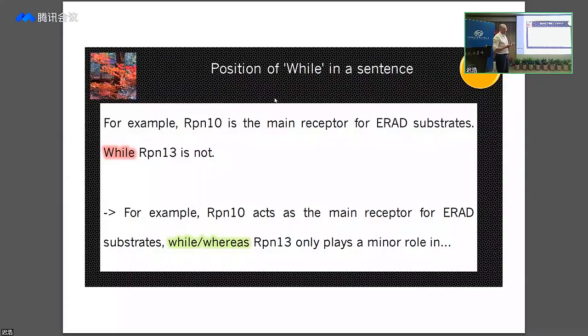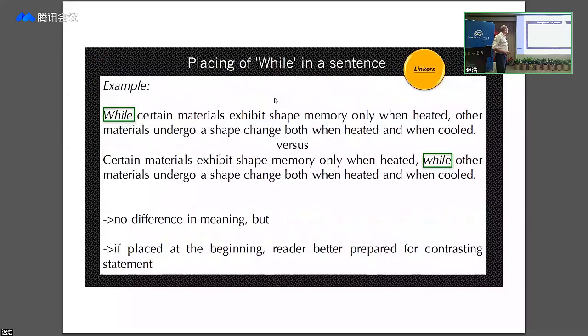You cannot use while in a simple sentence like this. While can only be used when you have two contrasting elements in a sentence. For example, RPN10 acts as the main receptor, comma, while or whereas RPN13 only plays a minor role. Main role, minor role. They have to be in the same sentence. Of course, while can be placed at the beginning or in the second part. Both is fine. The meaning is pretty much the same.